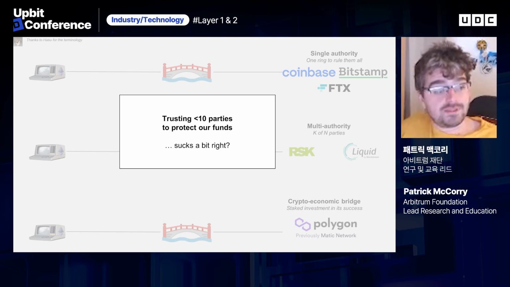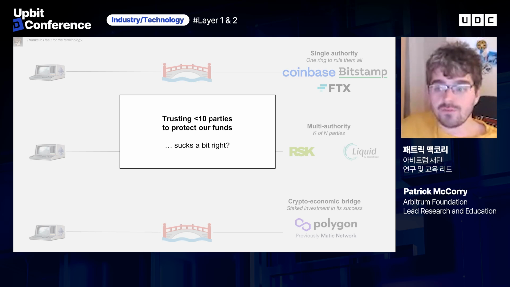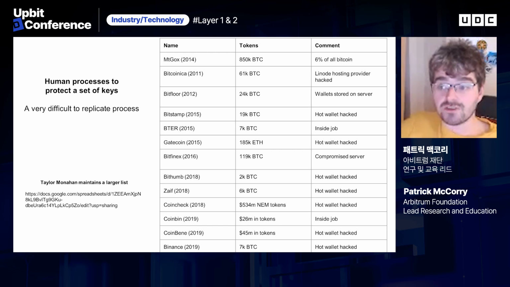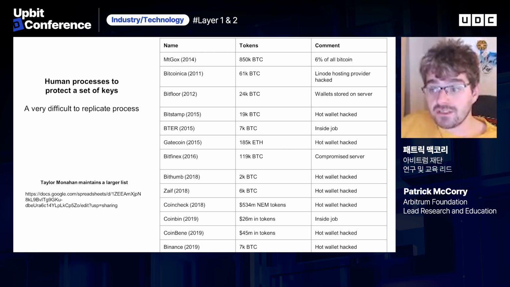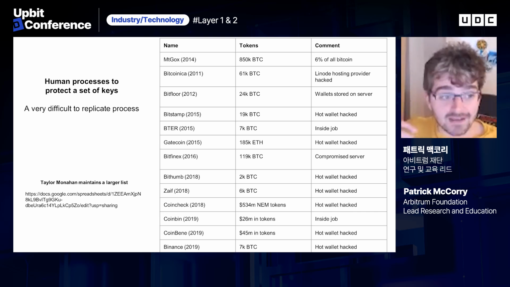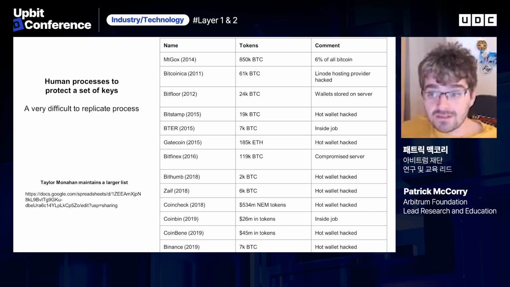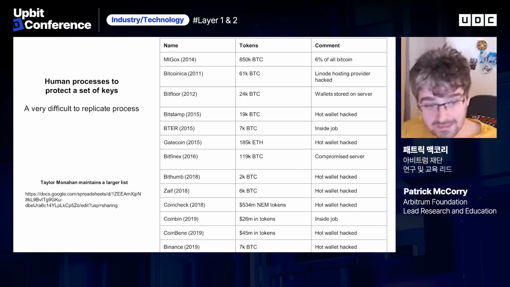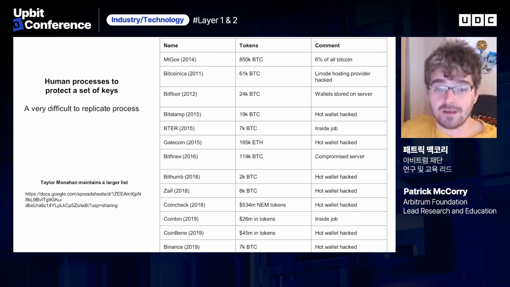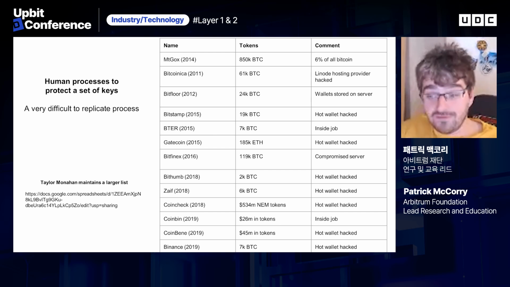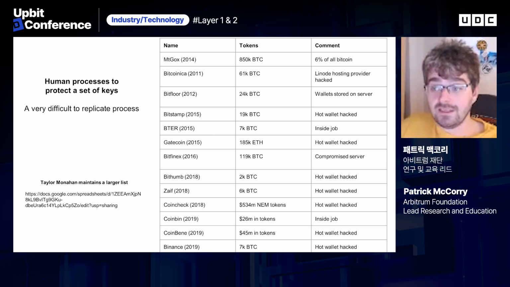But in all 3 examples, we're still trusting less than 10 parties to protect our funds. And that sucks. And it doesn't suck from an ideological perspective. It sucks from a practical perspective. And that's because cryptocurrency exchanges over the years just keep getting hacked. Mt. Gox lost 6% of all Bitcoin. Binance lost, when was it? I think they lost, at the bottom there, 7,000 Bitcoin because their hot wallet got hacked. Bitfinex had lost 120,000 Bitcoin in 2016. That recently got recovered thanks to the FBI. We can talk about that afterwards.